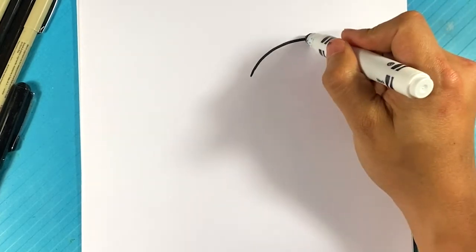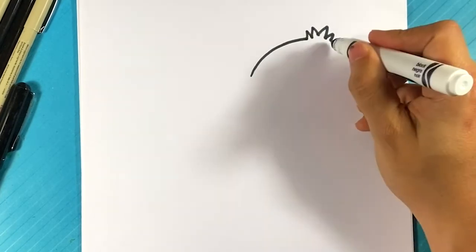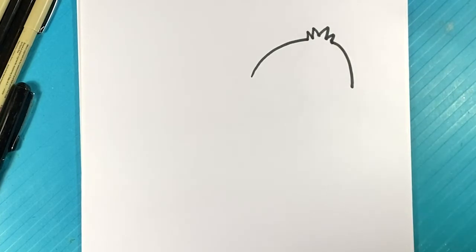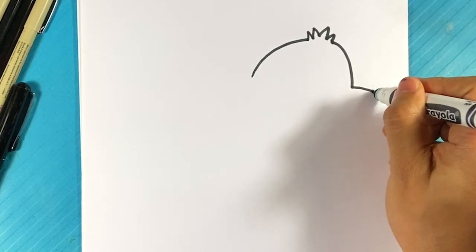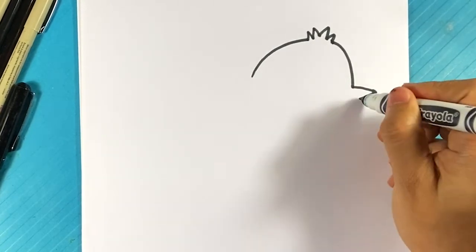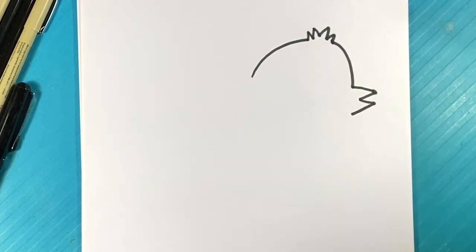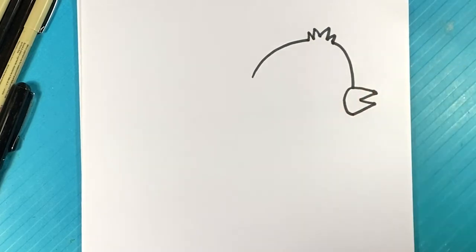Curve. Kind of zigzagged, have a little bit of feathery feel to it. Curve down for the front of the bird's head. Out over here. In. Out one more. In. So you've got the bird's mouth right there. Curve.